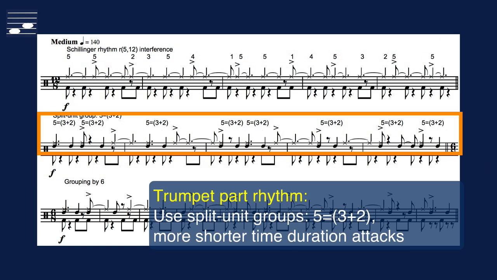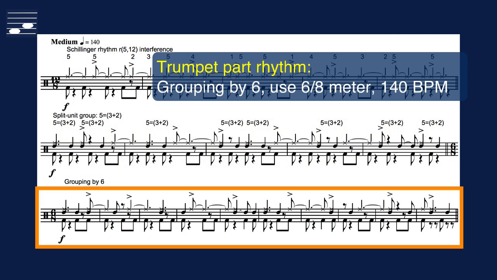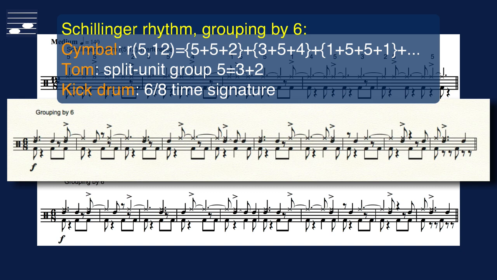As a refinement, we'll split the longer 5 time unit durations into smaller 3 plus 2 time units. These so-called split unit groups are played by a tom. Finally, we rewrite the example rhythm in 6/8 time signature, a process called grouping in Schillinger rhythms.